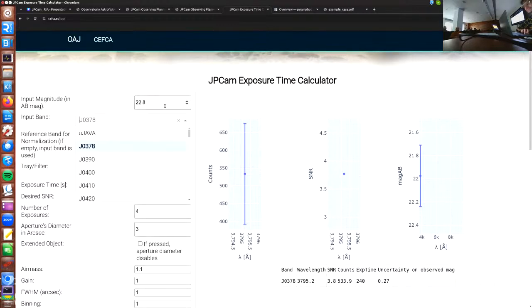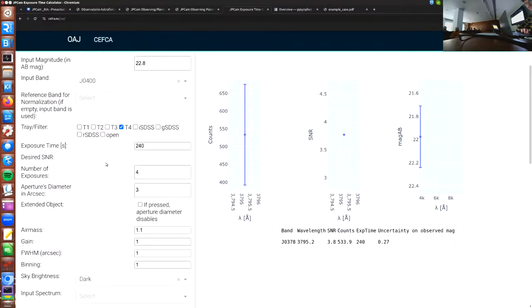J0400. Okay. Thank you, Rana. So this filter, I guess, is in tray 1, but I don't know now. Of course, tray 4, filter 34. Okay, 34. So sigma, let's go 4 or 3.